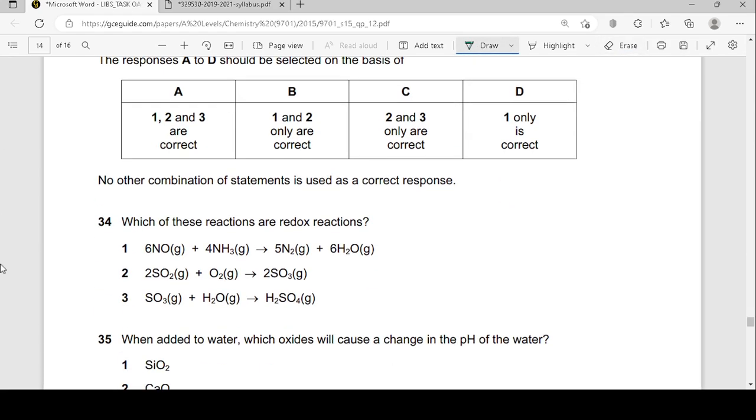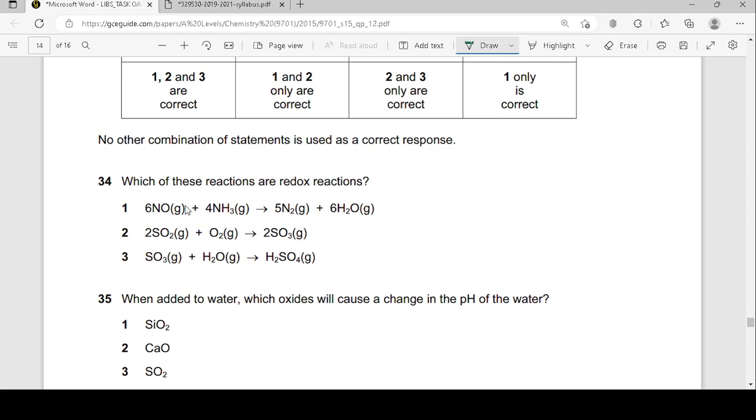Anyways, question number 34. Which of these reactions are redox reactions? So let us see. 6NO plus 4NH3 gives 5N2 plus 6H2O. Over here, oxygen obviously has a fixed -2 oxidation state. Nitrogen will therefore be +2, because in a compound, the overall oxidation state is 0, right?